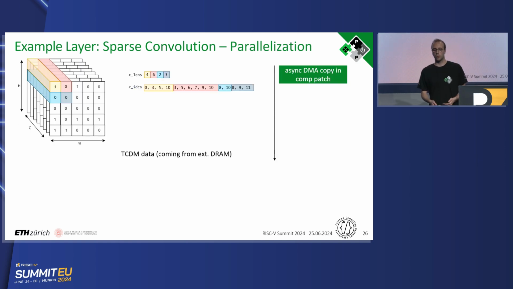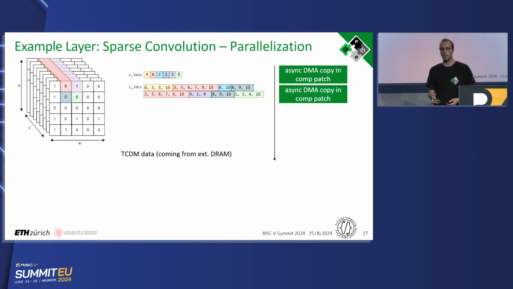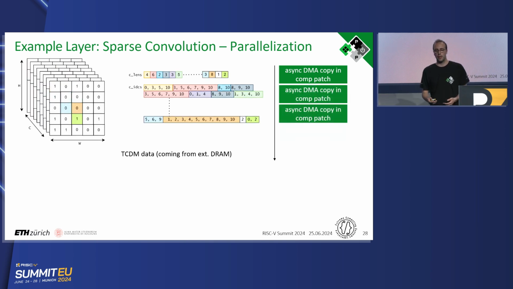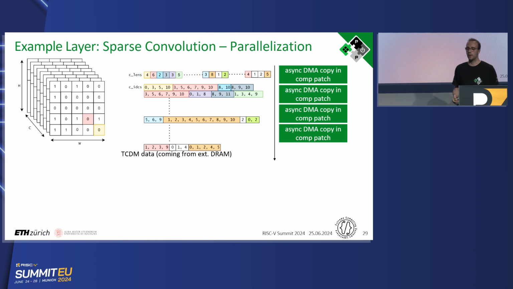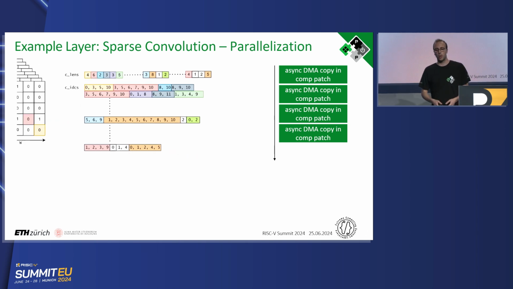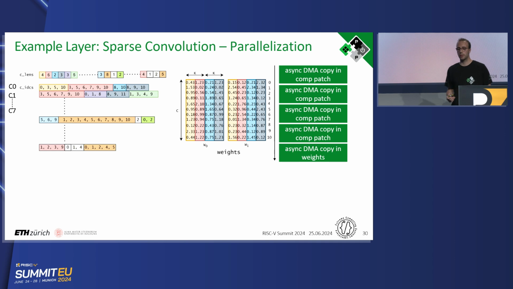Then we have 8 cores in a SNitch cluster, so we also want to parallelize the workload. First of all, we copy the patches using asynchronous DMA copies, and we perform an on-the-fly compression into a row. So in TCDM we will have a data structure like this one. Then we copy also the weights. Each core then works on each convolutional patch, so on each row of the compressed data structure.